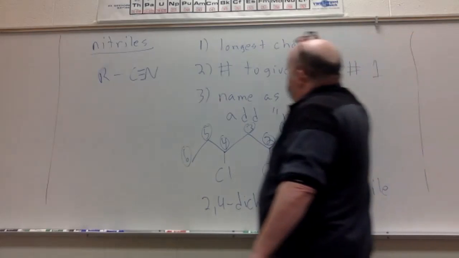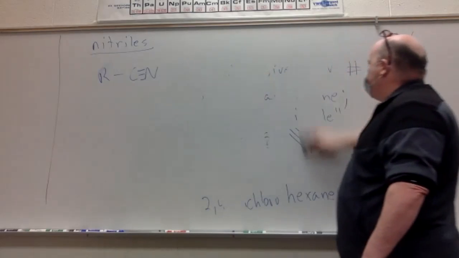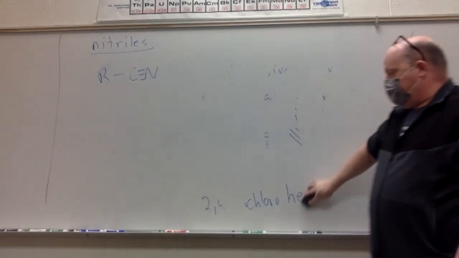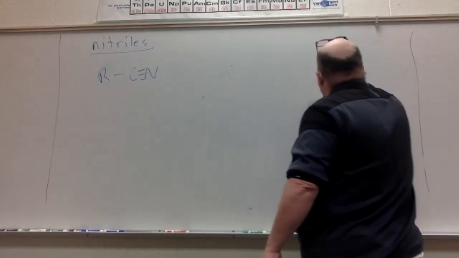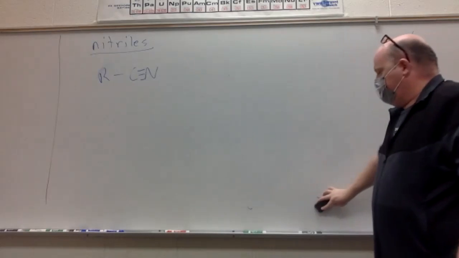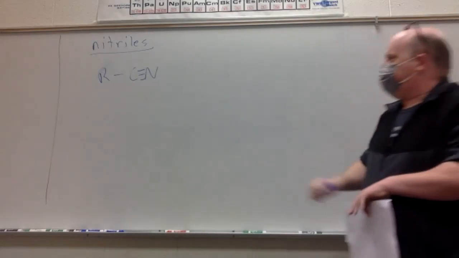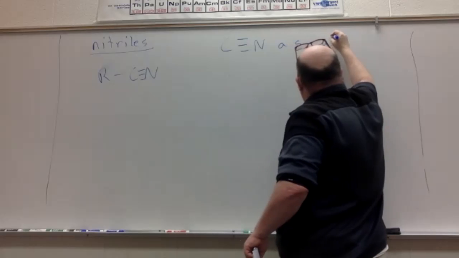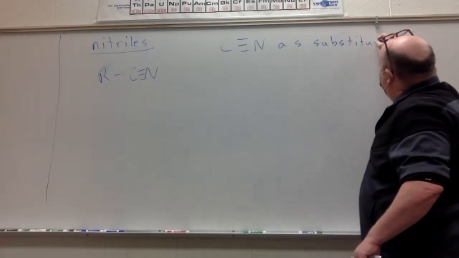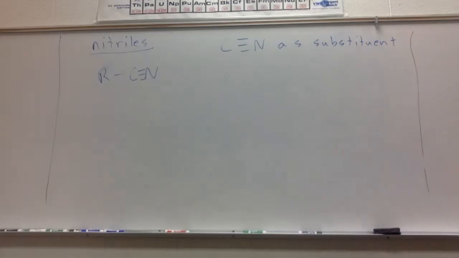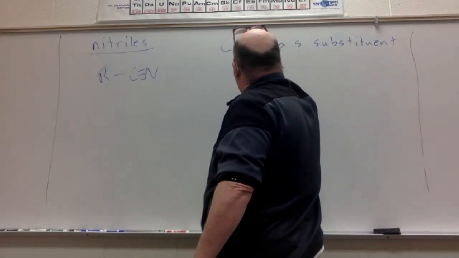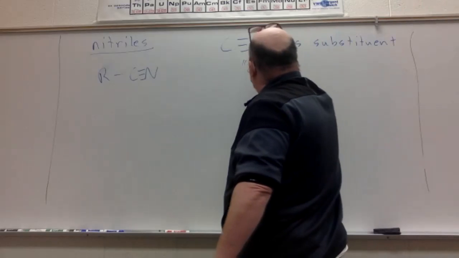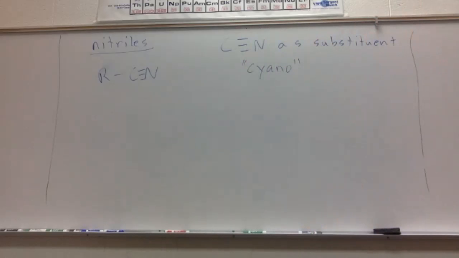Now you can also sort of treat CN groups as substituents. They can be hanging off of other larger chains and rings. It's kind of like alcohol groups, OHs. Sometimes we treat the OH as a substituent, and we call it a hydroxy group. When the CN is a substituent, we call it a cyano group.